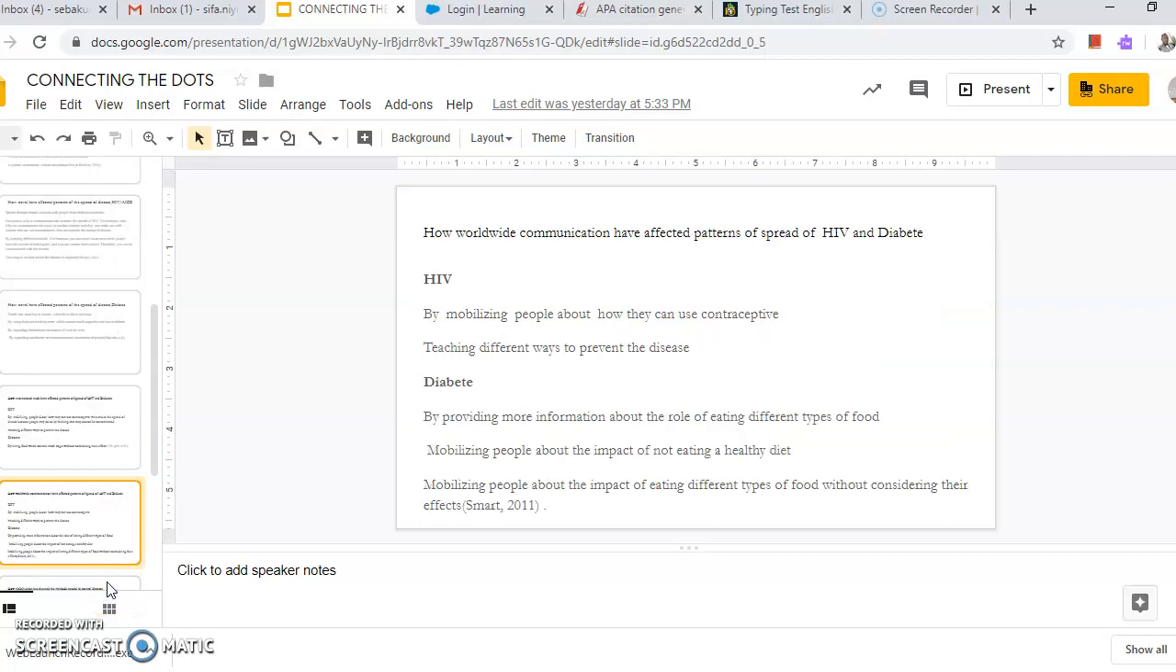How has worldwide communication affected the patterns of the spread of HIV and diabetes? HIV: by mobilizing people about how they can use contraceptives, teaching different ways to prevent disease. Diabetes: by providing more information about the role of eating different types of food, mobilizing people about the impact of not eating a healthy diet, and about the impact of eating different types of food without considering their effect.